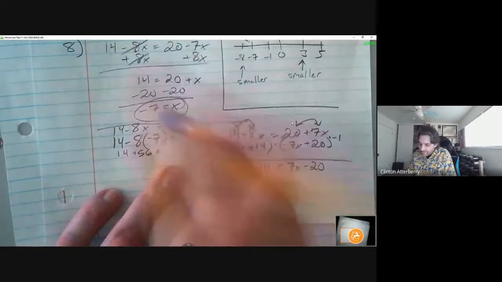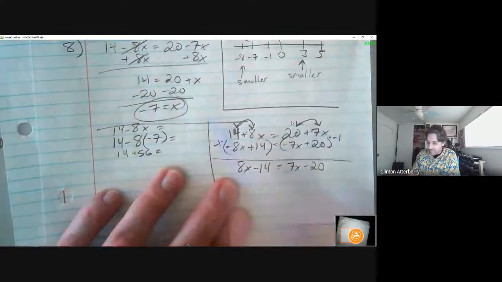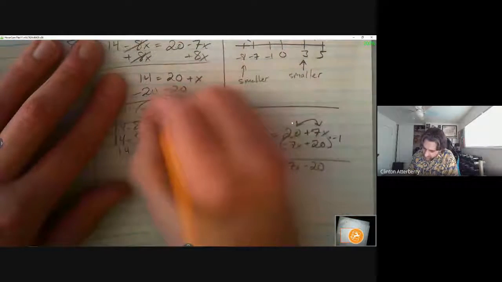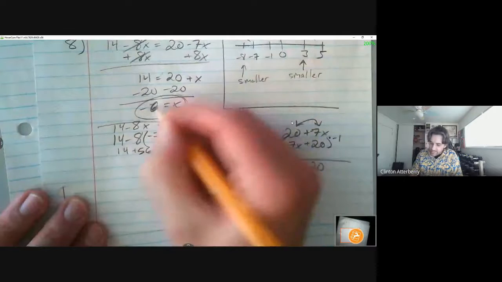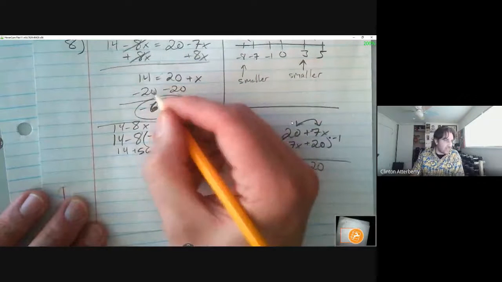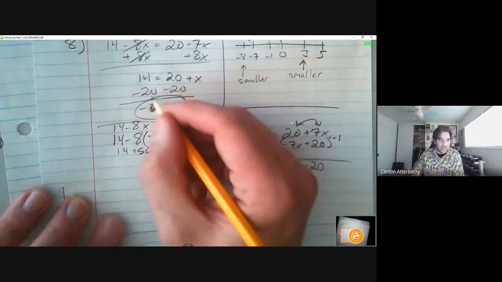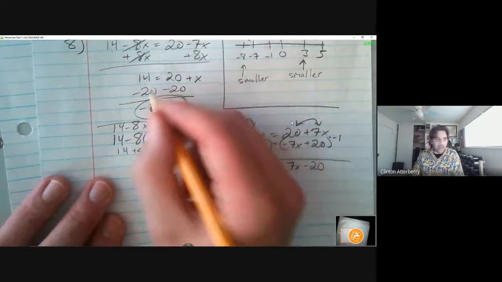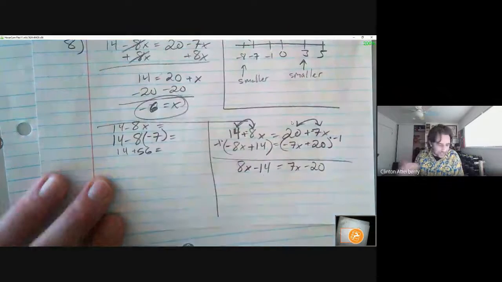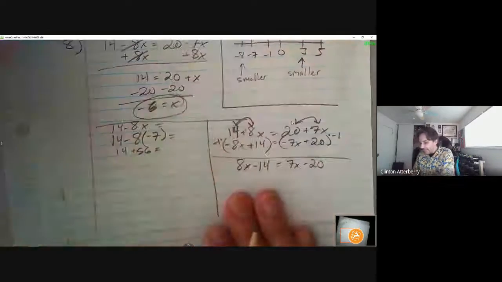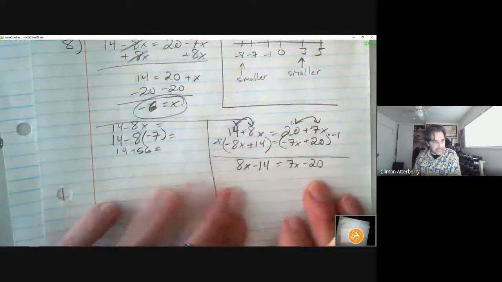Oh, you know what? That's not -7. What's 14 minus 20? Minus 6, right? 6 plus 14 is 20. So this answer is either going to be a positive 6 or a minus 6, and in this case it's going to be a minus 6. I did that math wrong. I saw 14, I saw the 20, I thought 14 and 21, but it's actually 20, because I just did this in my head.